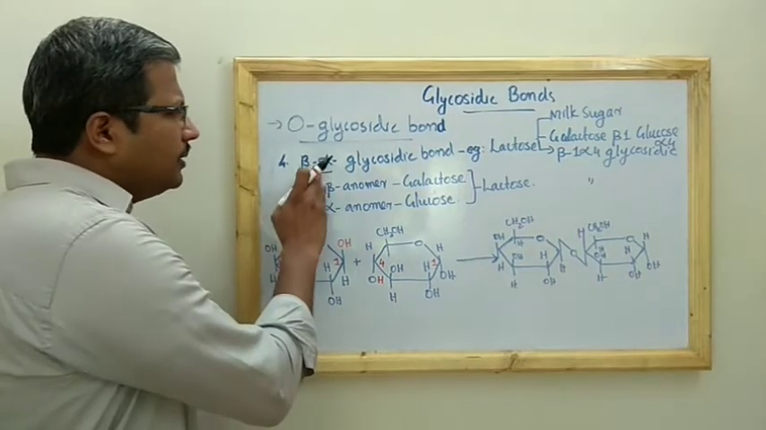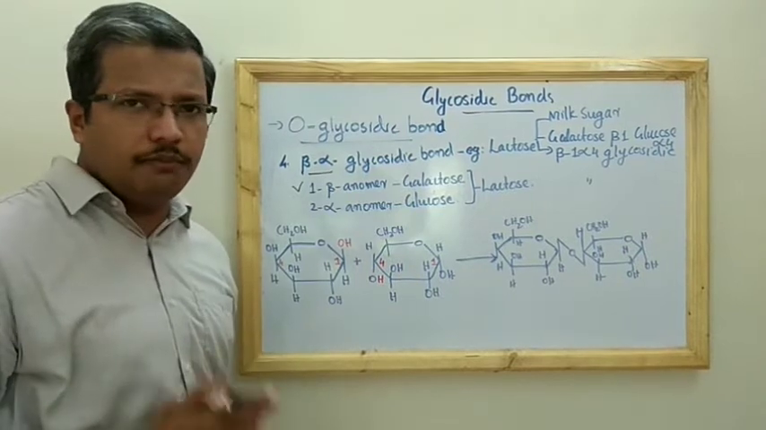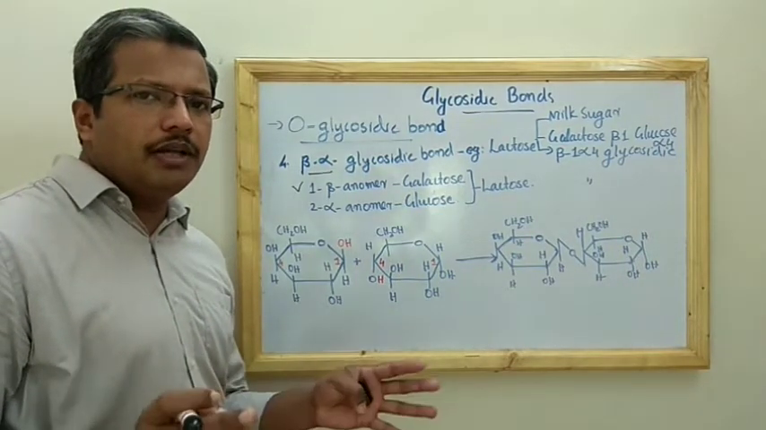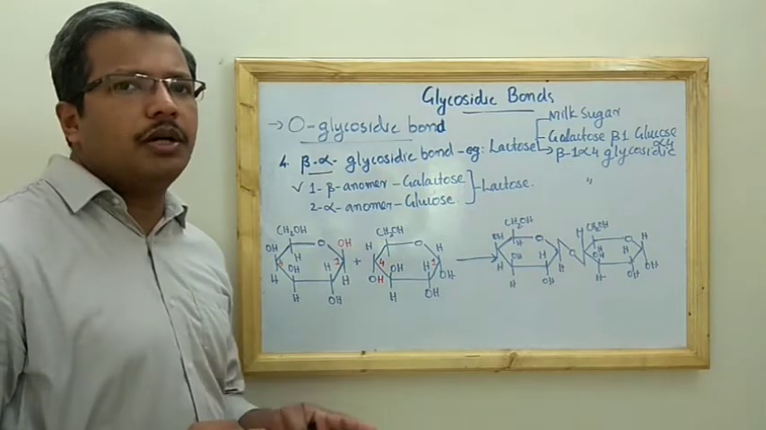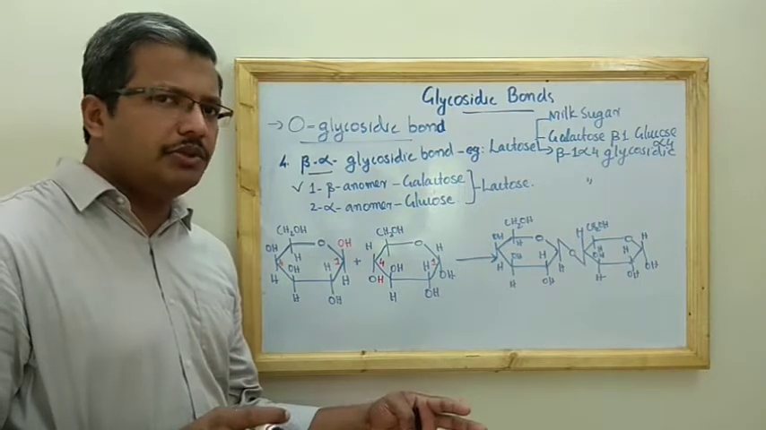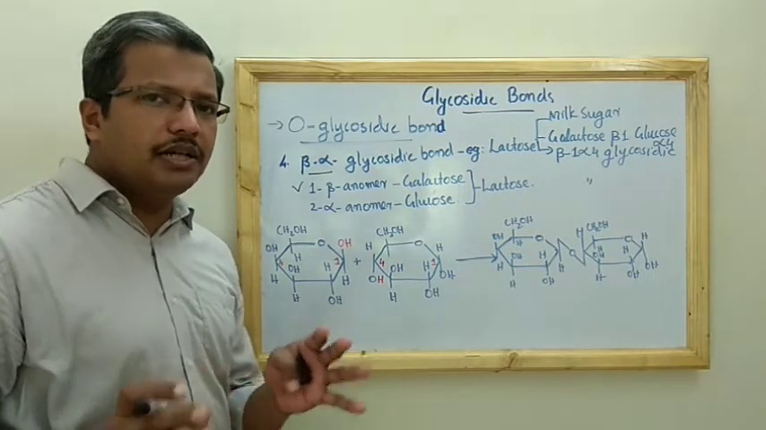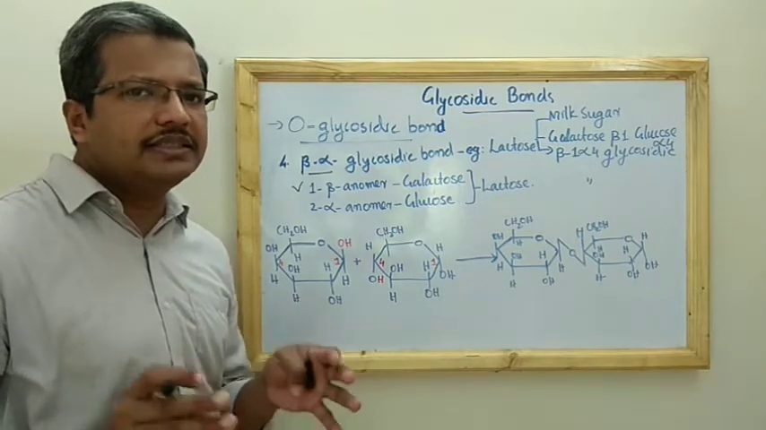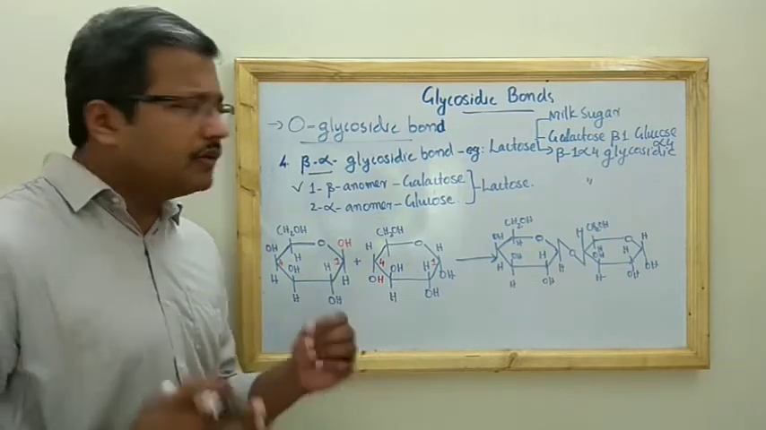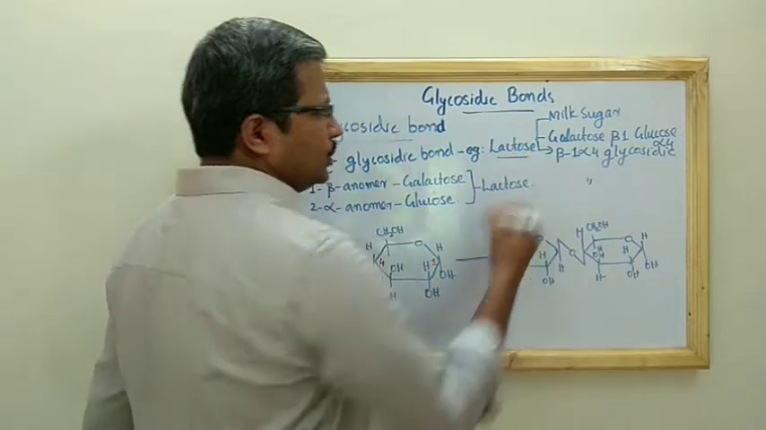Okay, that is what we mean by the beta alpha glycosidic bond. So the beta alpha glycosidic bond is nothing but the covalent bond that is formed between two carbohydrate units, where the first carbohydrate unit is in beta anomeric configuration and the second one is in alpha anomeric configuration. So the best example is lactose.